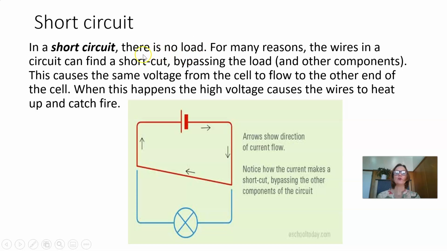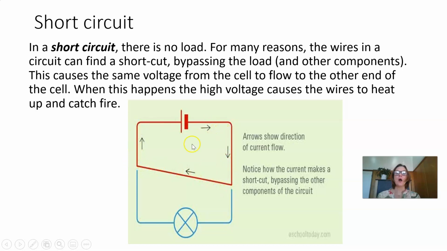Because there is no load in a short circuit. For many reasons, the wires in a circuit can find a shortcut bypassing the load. So that would be the load, the light bulb, and any other component in the circuit. This causes the same voltage from the cell to flow to the other end of the cell. Here you can see it happening over here.